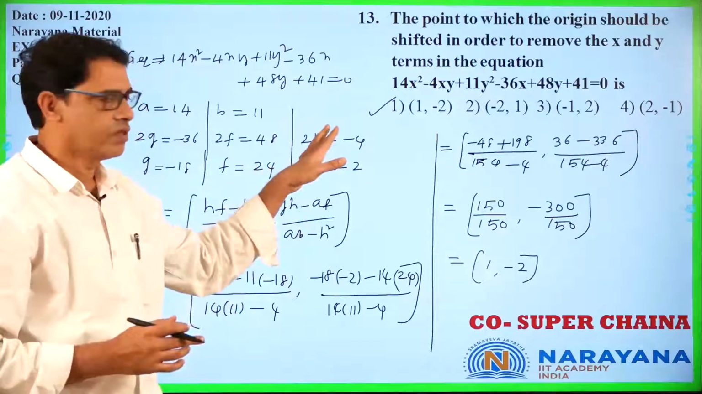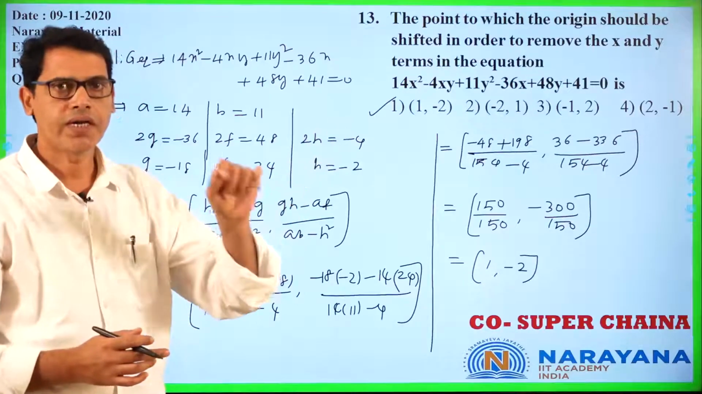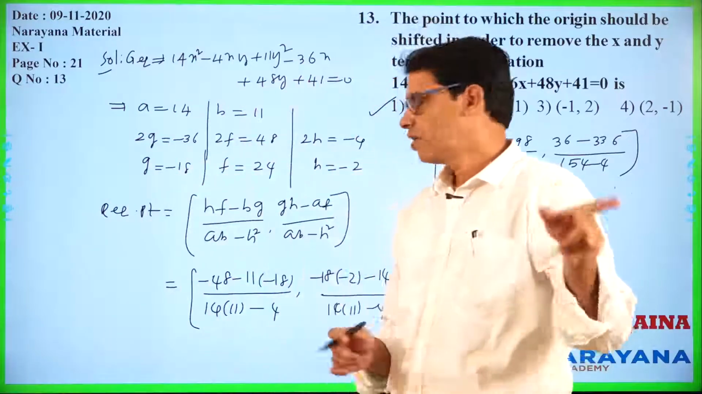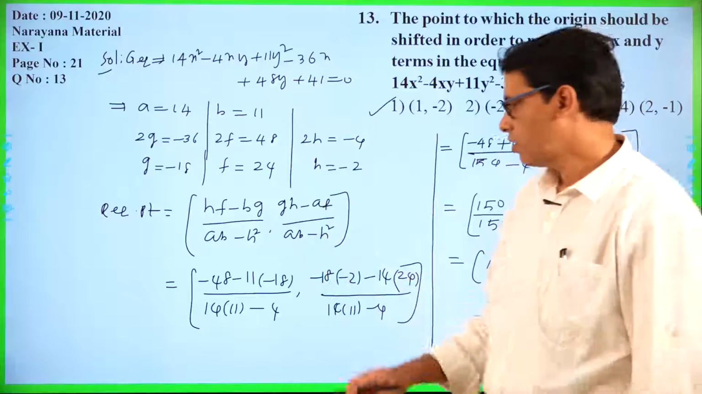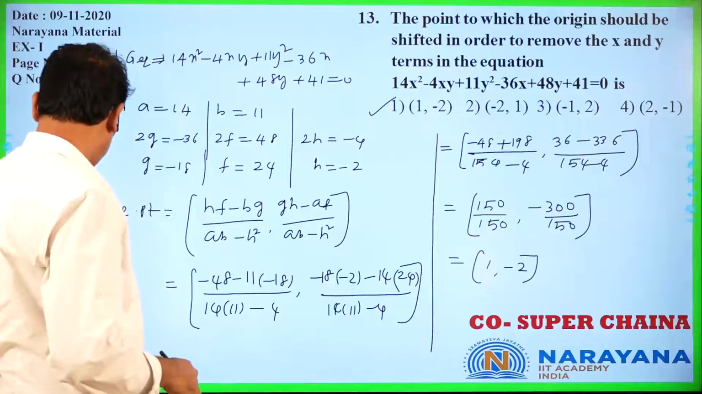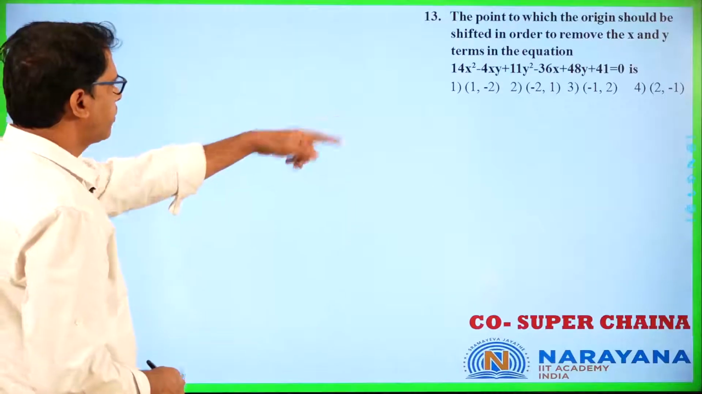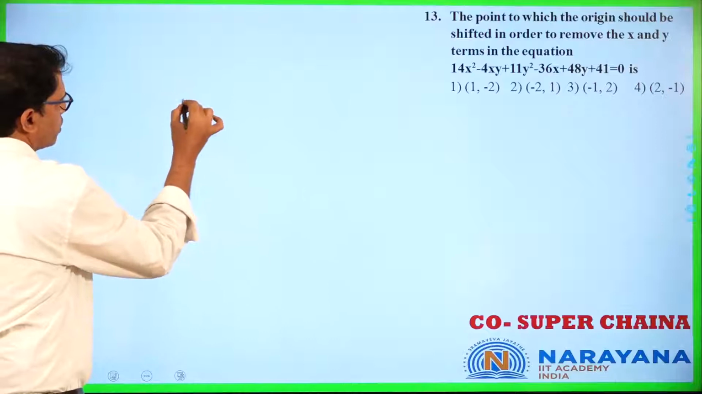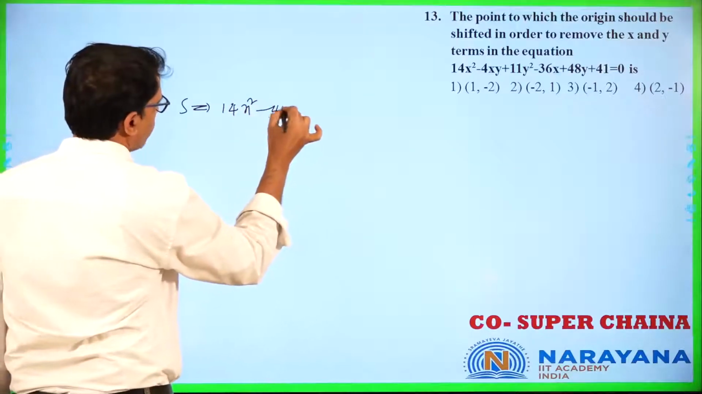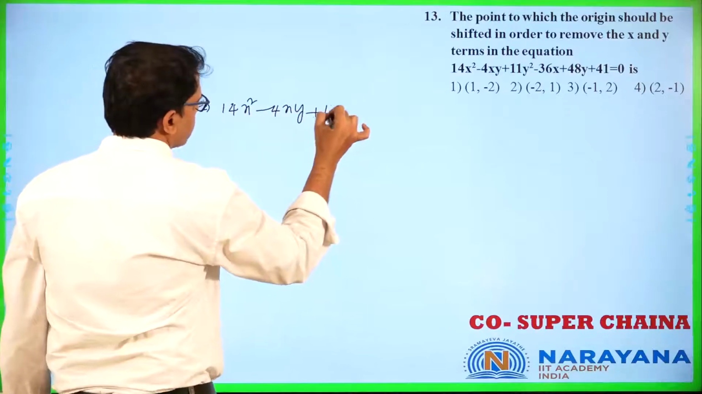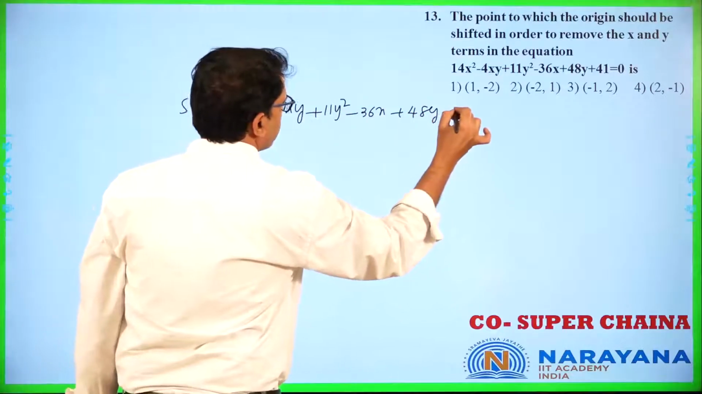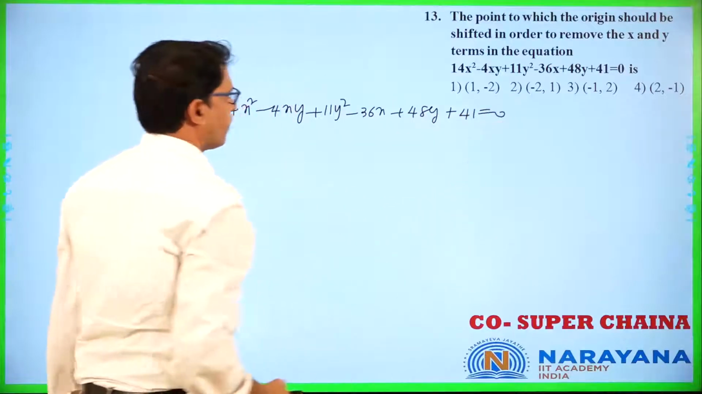So you can solve this type of question by using partial differentiation. If you are aware of partial differentiation, I will do one question in the short method. This is a common method. So the short method is: what is the equation? Equation S implies 14x square minus 4xy plus 11y square minus 36x plus 48y plus 41 equals 0.